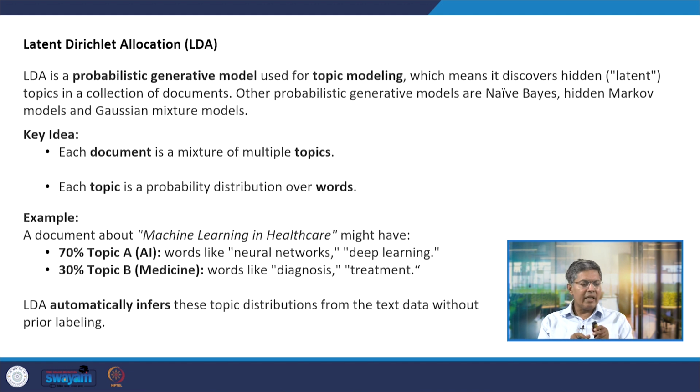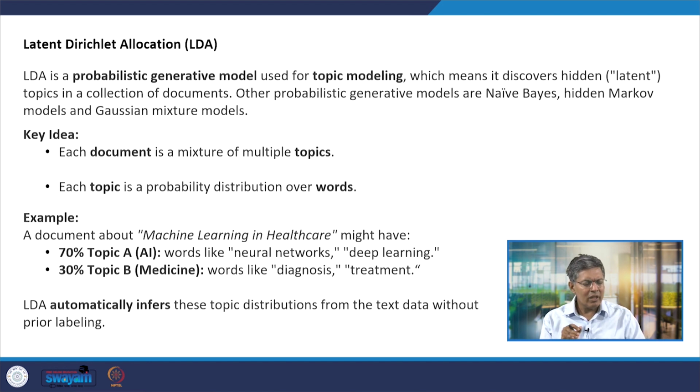Let us start with LDA. LDA is basically a probabilistic generative model used for topic modeling, which means it discovers the hidden or latent topics in a collection of documents. It uses a probabilistic generative model approach. If you remember, probabilistic generative approaches were like naive Bayes, which we also discussed when talking about sentiment analysis, then hidden Markov models and Gaussian mixture models.